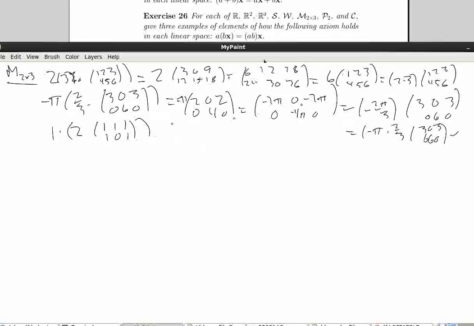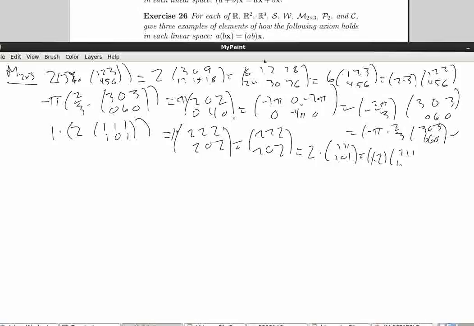So that works. And finally, we'll do this one. That's going to be 1 times 2, 2, 2, 2, 0, 2, which equals 2, 2, 2, 2, 0, 2, which equals 2 times 1, 1, 1, 1, 0, 1, which equals 1 times 2 times 1, 1, 1, 1, 0, 1. So in each case, it's A times BX equals AB times X.